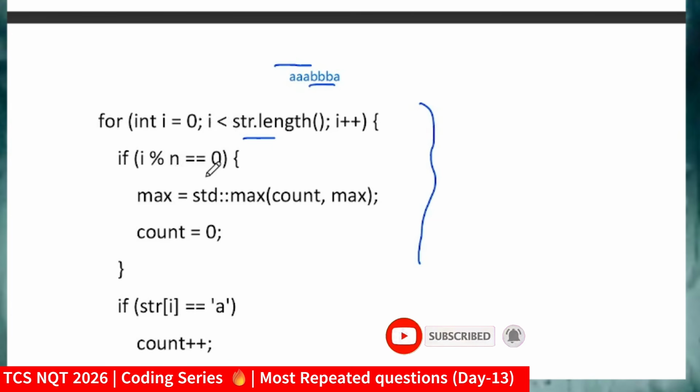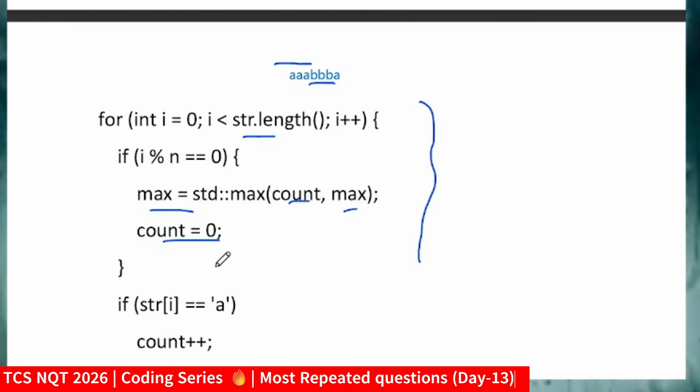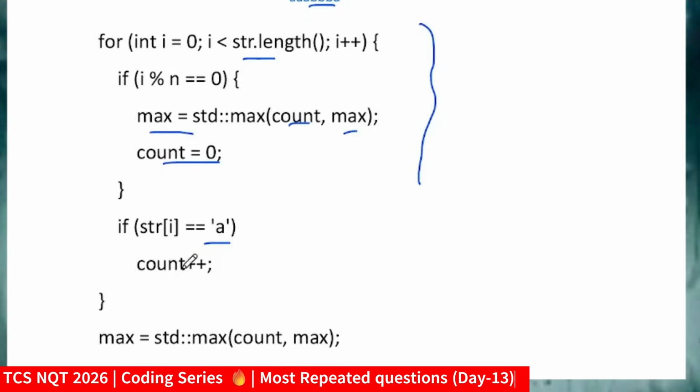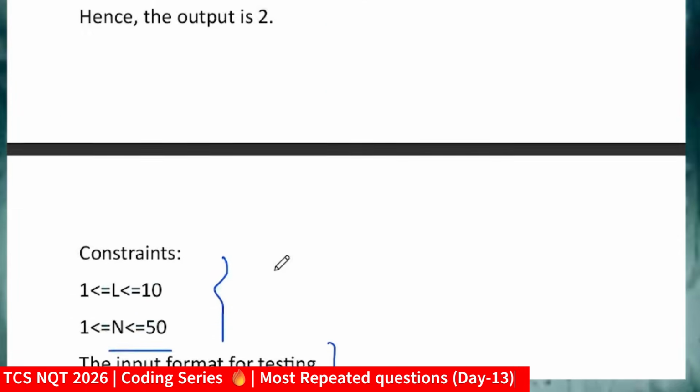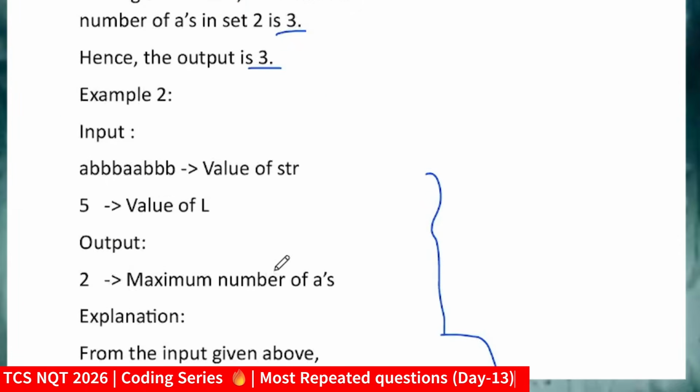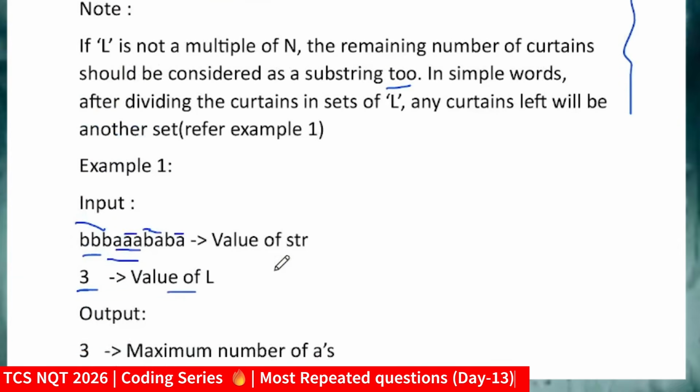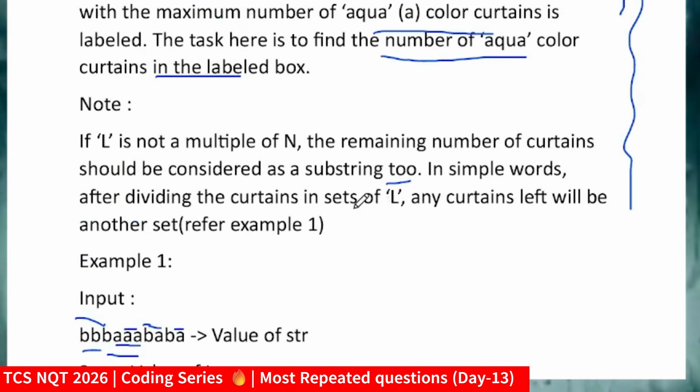Now if i mod n equals 0, I will store the maximum of count and max, otherwise I will just reinitialize count to 0. If str[i] equals A, count plus plus. Why am I doing count plus plus for A? Because they clearly mentioned that you have to find those values. Just go through the question whenever you are stuck, and see what they are saying.